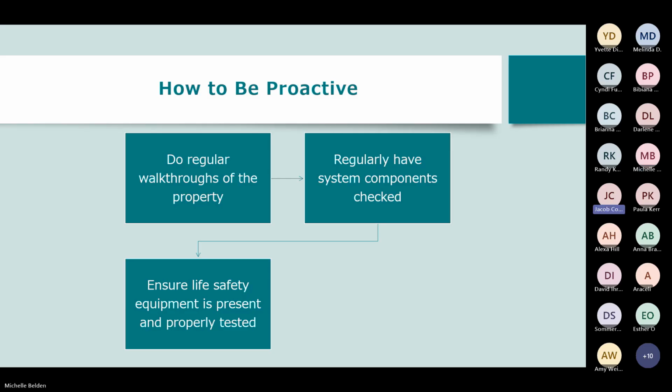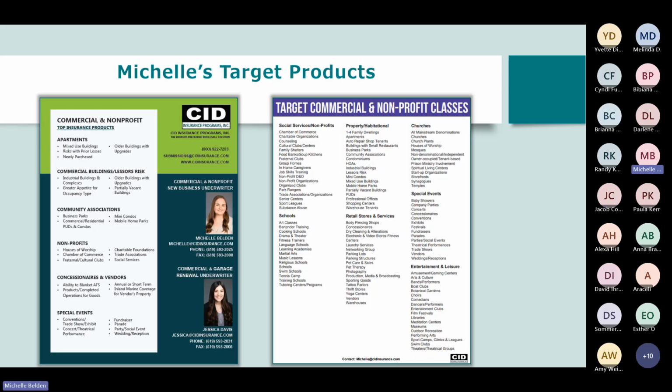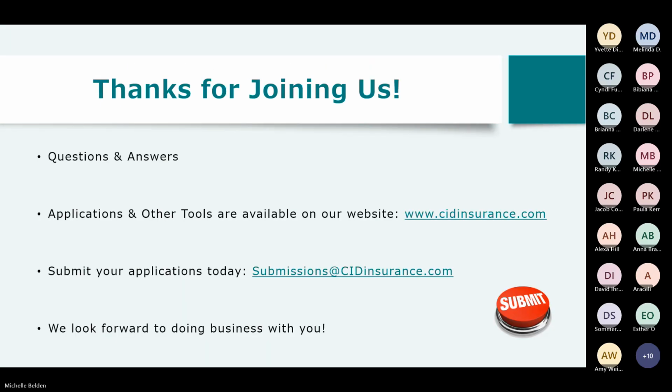Okay, that is all the questions that came in for now. Well, I just want to highlight some of the products that I write here. So again, I do commercial and nonprofits. My main classes will be apartments, commercial buildings, community associations, and then nonprofits, and then some other Main Street type of risks that I can do for you. So just in case you're not familiar with me and what I do here, these are my top products and other classes that I write.